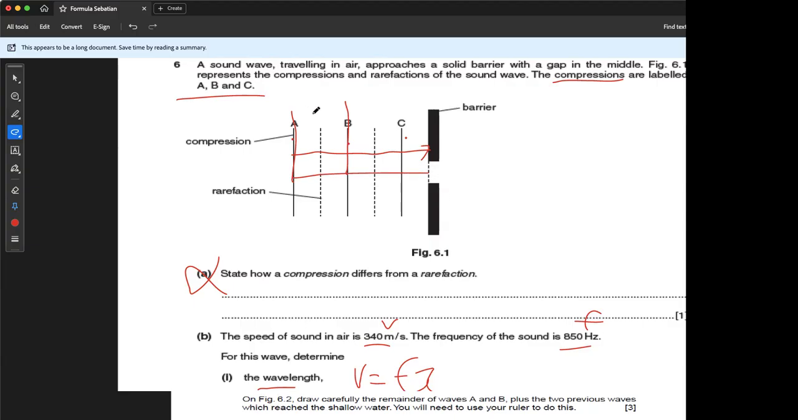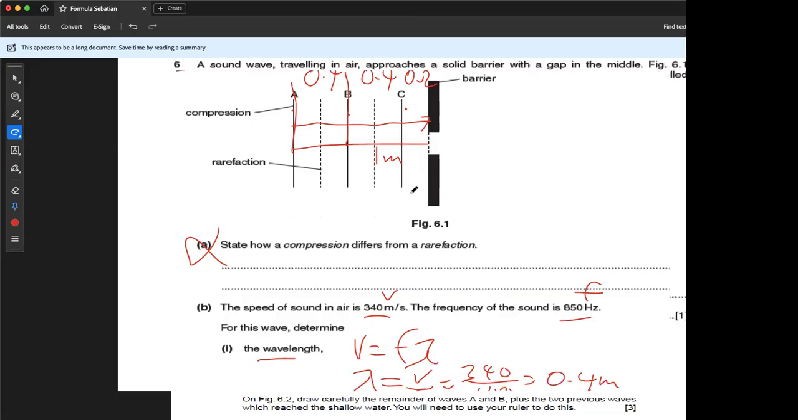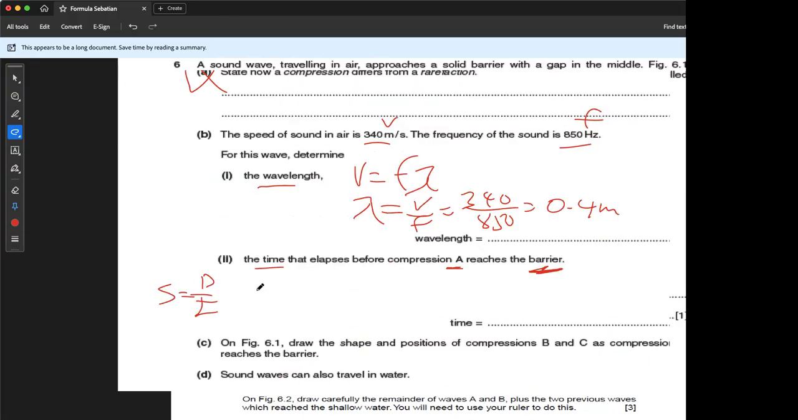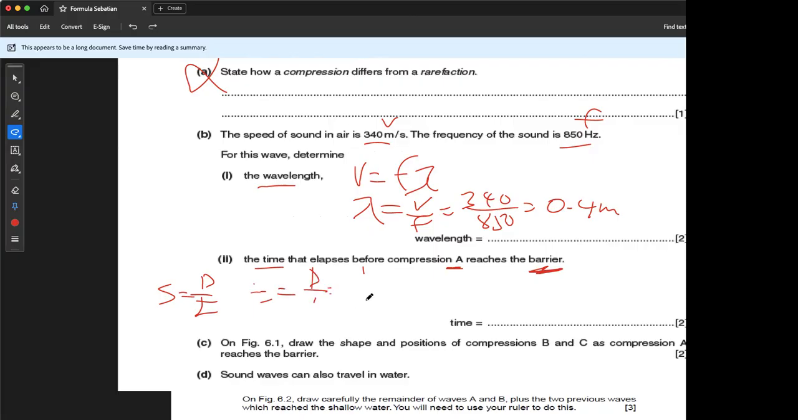How long is this distance? 0.4 plus 0.4 plus 0.2, so this is 1 meter. So from there onwards, I just know that time equals distance over speed, which in this case will be 1 divided by your speed of 340. Then you press that in your calculator, you'll get something. Units? Seconds. Understand, guys? Anyone don't understand this? I saw quite a few of you did not do this correctly.